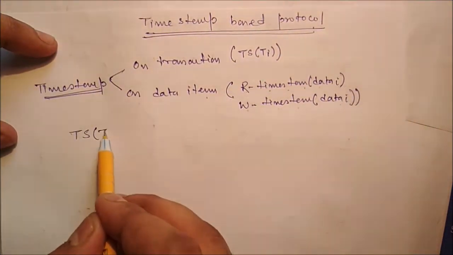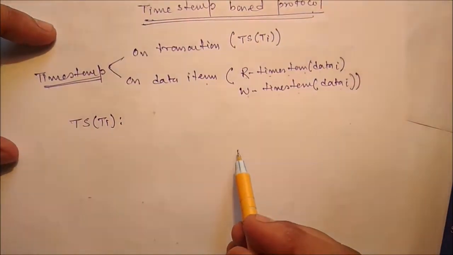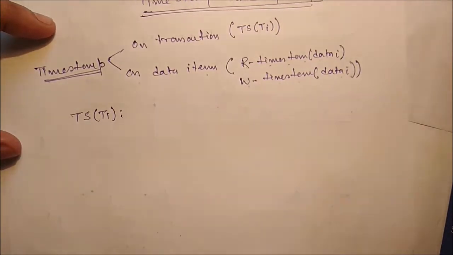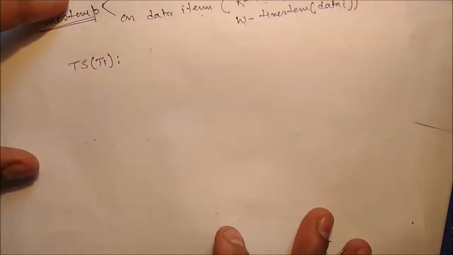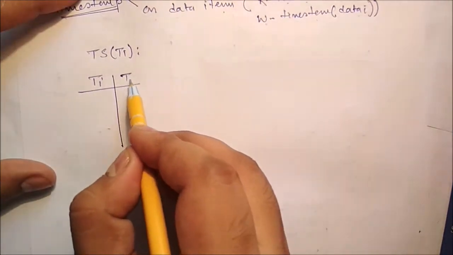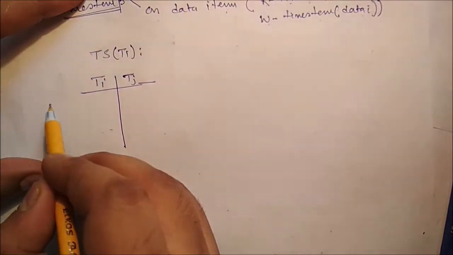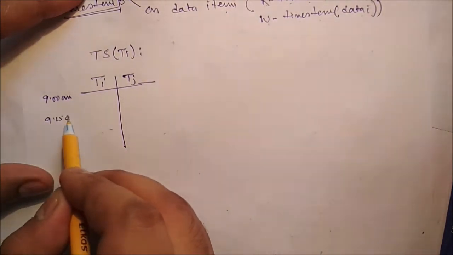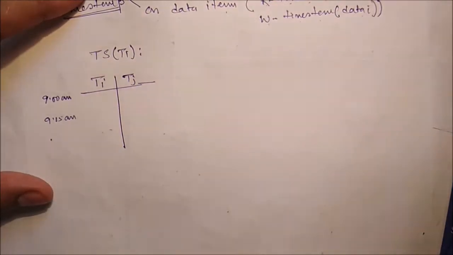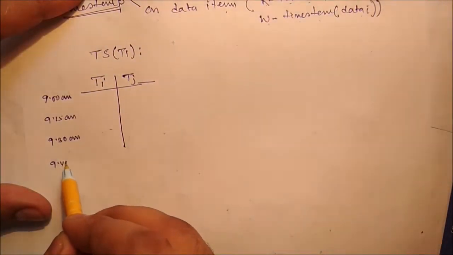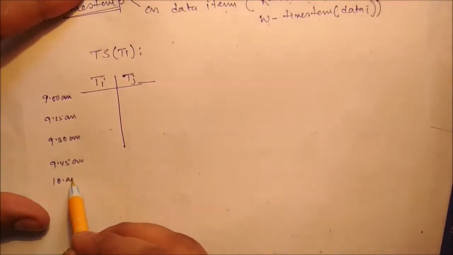Okay, so what is TS(Ti)? With each transaction Ti in the system, a unique fixed timestamp is assigned, and this timestamp is assigned by the database before the transaction Ti starts its execution. Say we have two transactions, Ti and Tj, and say time flows like this way. Say it is 9 a.m., 9:15 a.m., 9:30 a.m., 9:45 a.m., 10 a.m. like this way.